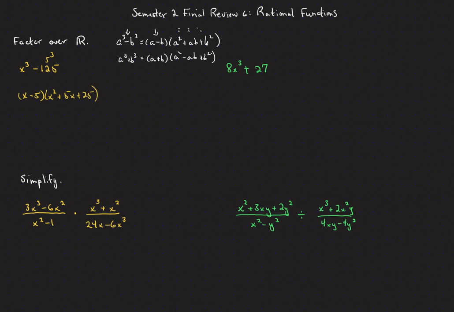For our sum of two cubes, our a is now played by 2x, and the b is played by 3. So for our factorization, we'll get 2x plus 3, then 2x quantity squared is 4x squared, minus 2x times 3 is 6x, and then our 3 squared, which is 9.